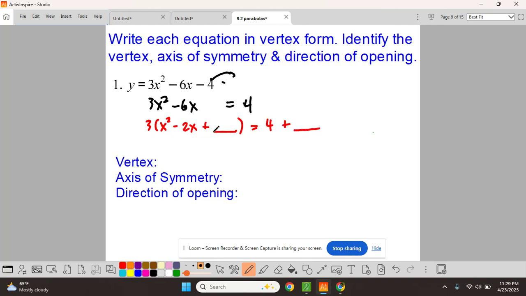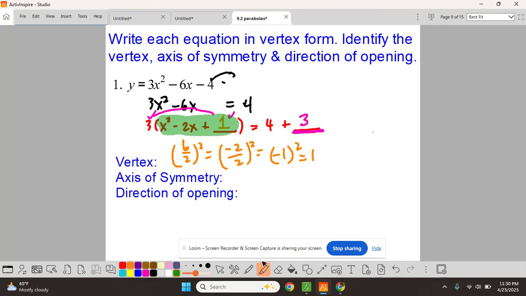What will be the missing number here? If you remember how to complete the square, the formula is b over 2 squared, wherein the b here is -2, so -2 over 2 squared, which will become -1 squared, which is equal to 1. So this will be 1. Now we are able to make this a perfect square trinomial. But the only problem is what do we add on the other side? Since that's 1, and there's a 3 here, you're going to multiply, so you're going to add 3 here.